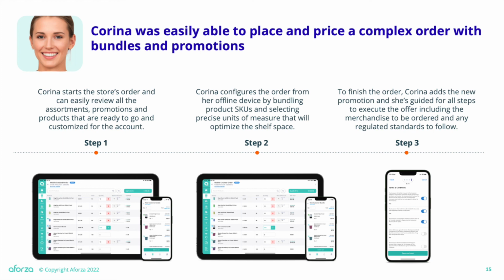We saw Karina start the store's order and easily review all of the correct assortments, products, and promotions available to that specific customer. We then saw how Karina was able to configure the order, adding the SKUs, adding the bundles, and the precise units of measure to optimize absolutely everything about that order. And then to finish the order, Karina was able to add that new promotion and quickly configure it, making sure that all of the contractual stipulations were adhered to when adding that promotion to the cart of the outlet.